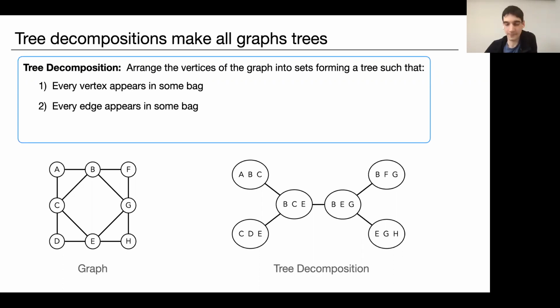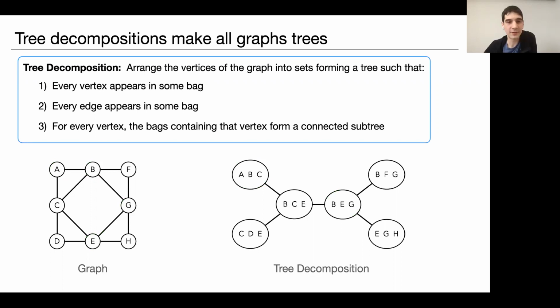Similarly, another property which captures the structure of the graph is that every edge must appear in some bag. For instance, if we look at this edge AB in the graph on the left, we see that there's some bag of the tree decomposition which contains both the vertices A and B. Similarly, if we look at another edge, say E and G, there's some other bag that contains both the vertices E and G.